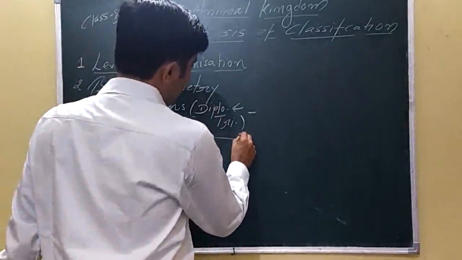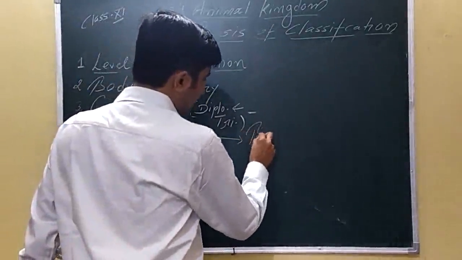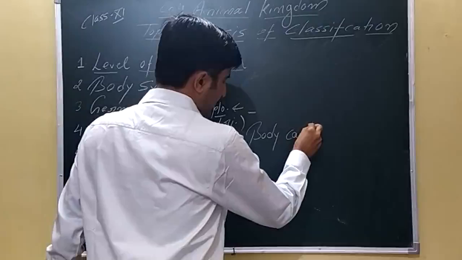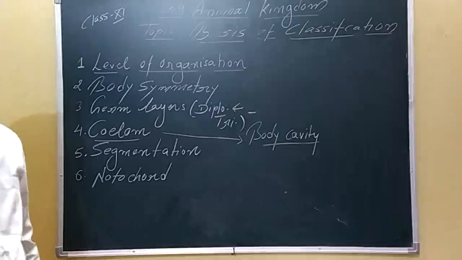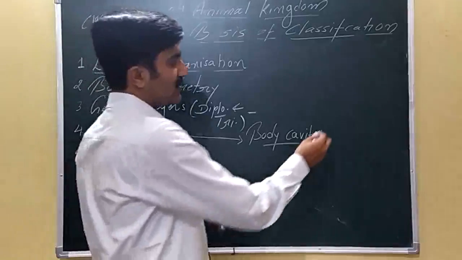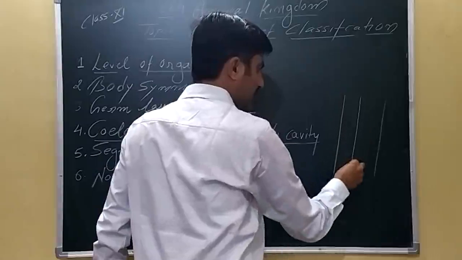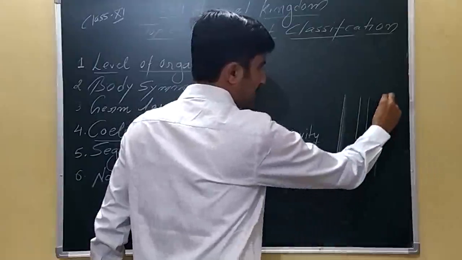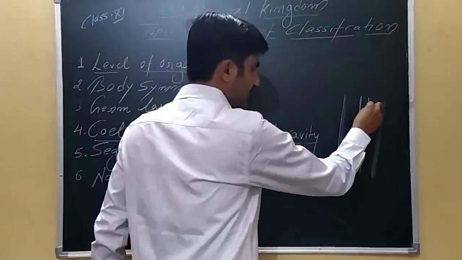Then we have another basis, that is called coelom. Sometimes we use the word body cavity, but please remember, all organisms have a body cavity, but here the term coelom stands for a particular cavity, right? So if we consider, this is the body wall, and this one is the gut, the intestine.